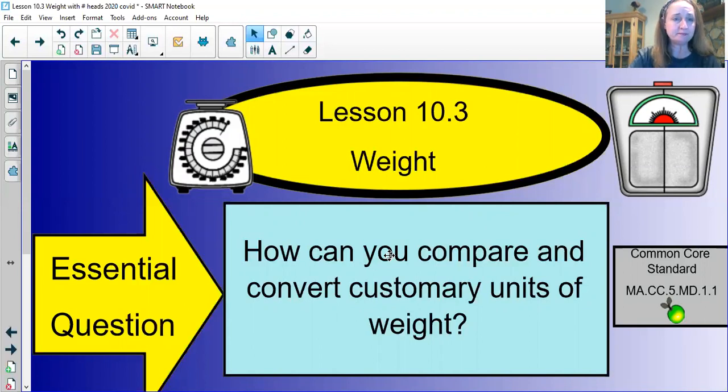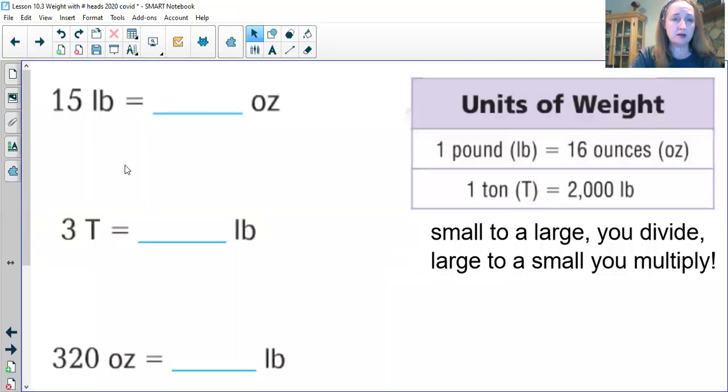All right, let's begin. So this first question says we want to convert 15 pounds to ounces. So we need to think, which is bigger, pounds or ounces? If you look over here in my units of weight, I can see that 1 whole pound equals 16 ounces. That tells me ounces are going to be smaller because it takes more of those to equal 1 whole pound. So if I'm going to go from pounds to ounces, I'm going to be going from a large to a small. Remember, large to a small, you multiply.